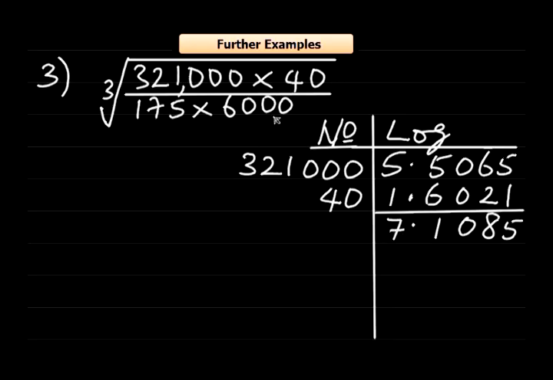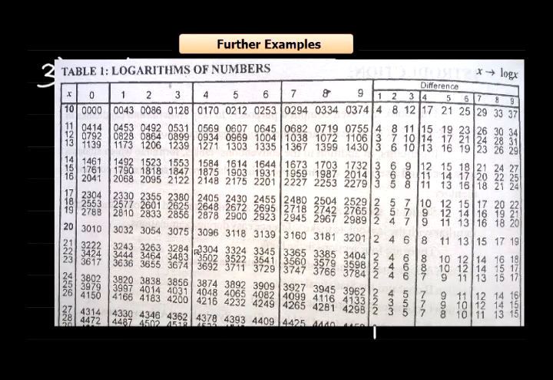So this is the result for this numerator. You come to the denominator as well. 175, you come here and take the logarithm. 1, 2, 3, minus 1, that's 2. The characteristic is 2. Then we have the logarithm of 17 under 5. This is 17, we trace it under 5.